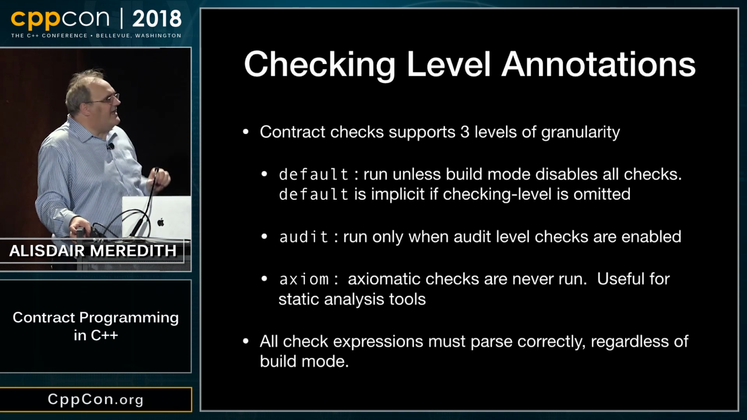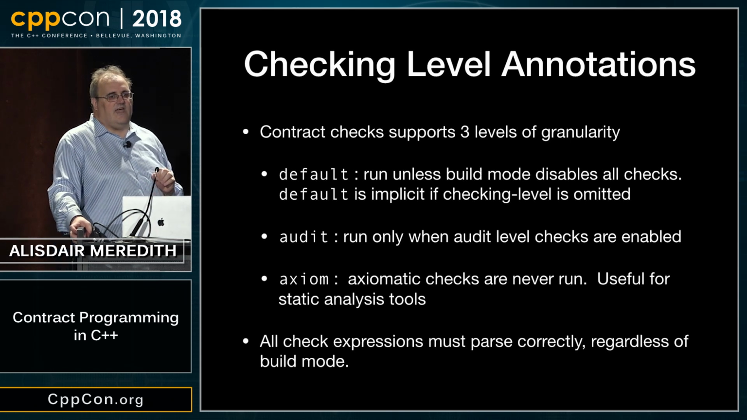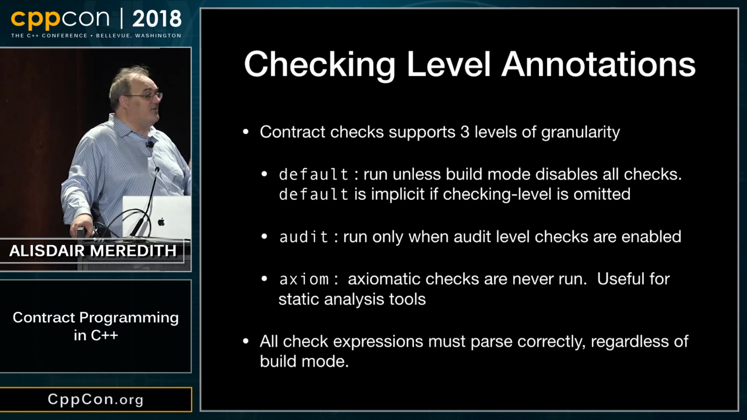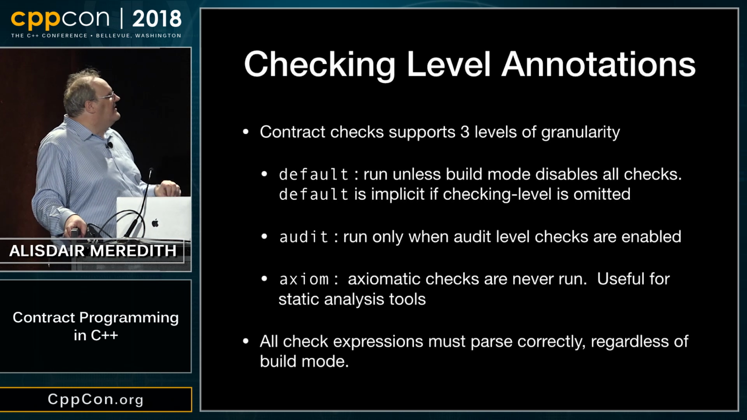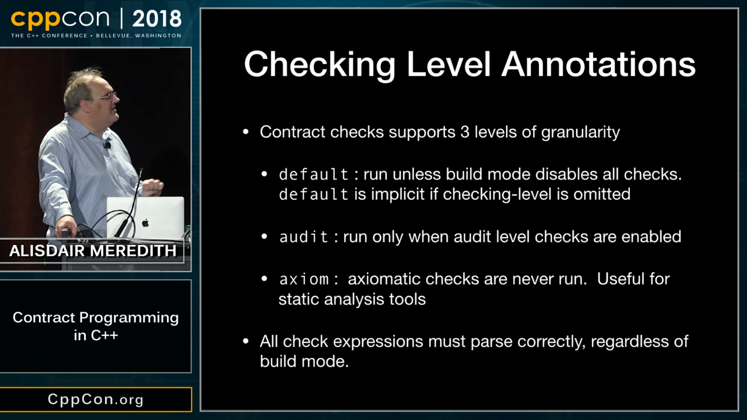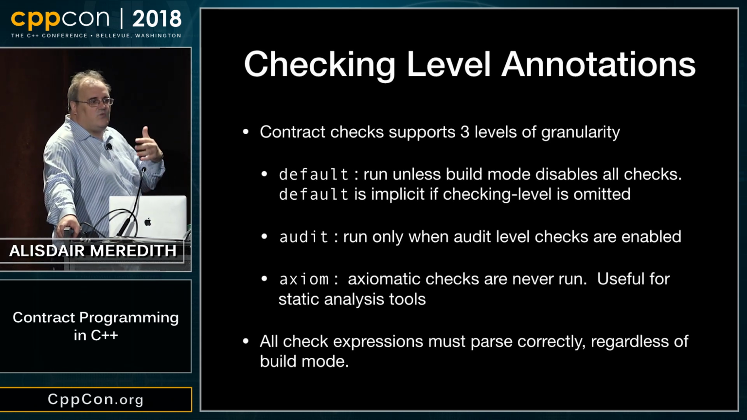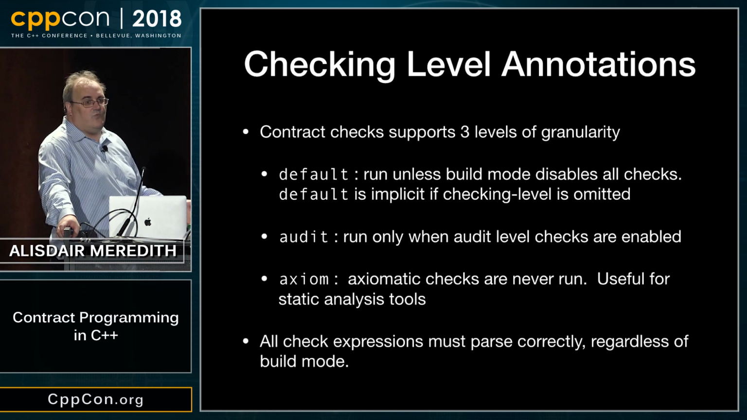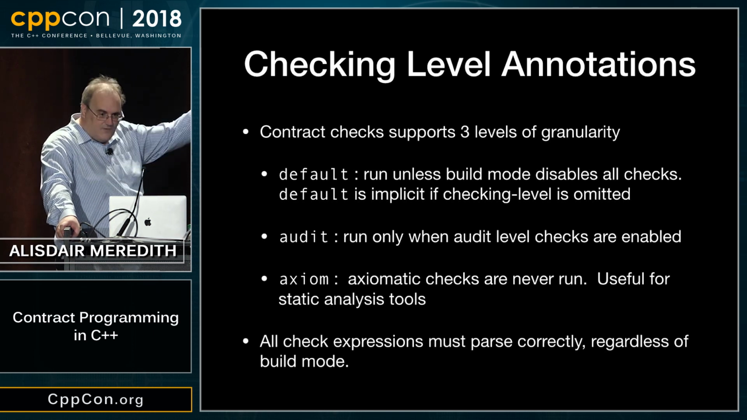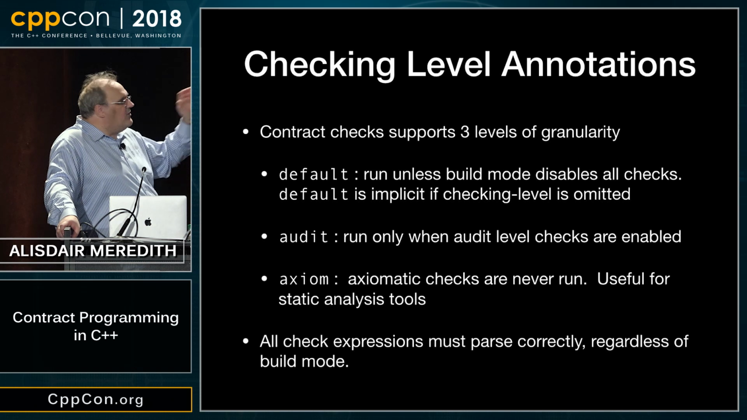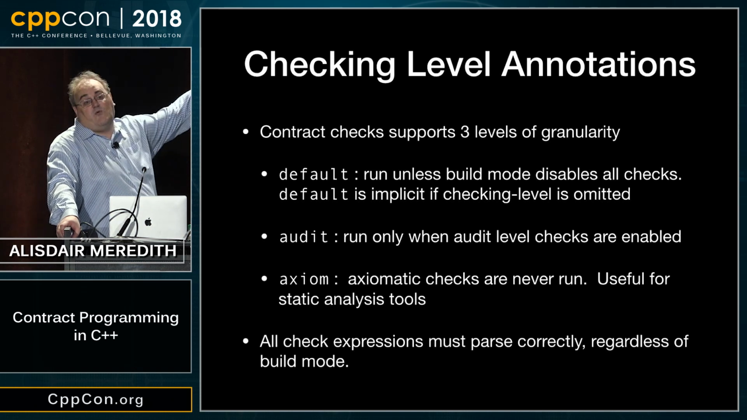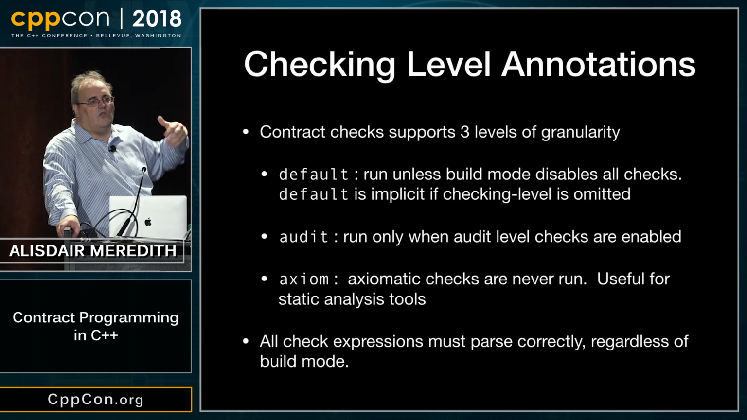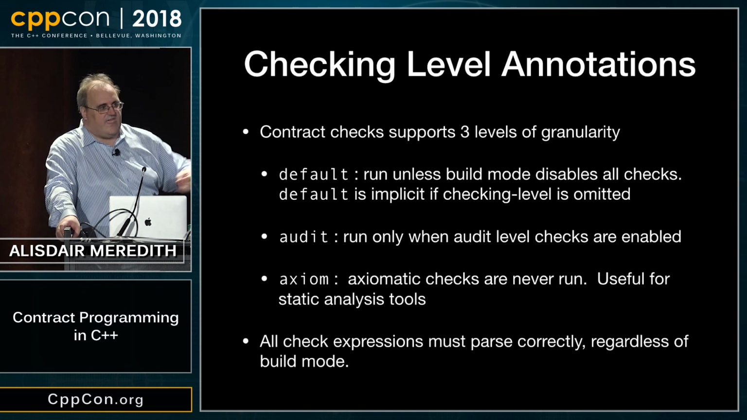Which takes us to the other side. How do we annotate these attributes to say, well, this is the level I want you to check at? And these, again, come with three flavors. The default is what you get if you say nothing, but if you want to say it, you can spell it, default. The audit is how I say, this is going to be one of those expensive checks that I do not want to run unless I request that I run the expensive checks.